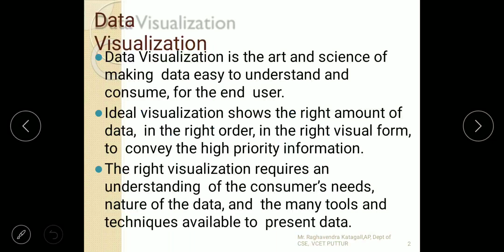So an ideal visualization shows the right amount of data in the right order. What is the aim of visualization? A perfect visualization shows the right amount of data in the right order, in the right visual form. We will study the different visual forms in this chapter. Right visualization requires an understanding of consumers' needs. If you want to visualize your data for your business upliftment, then you should get to know the requirements of your consumers, their needs, the nature of the data that you have, and the tools that are available to you to present your data.